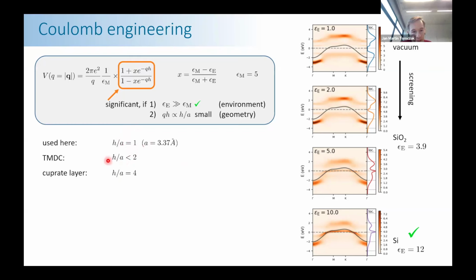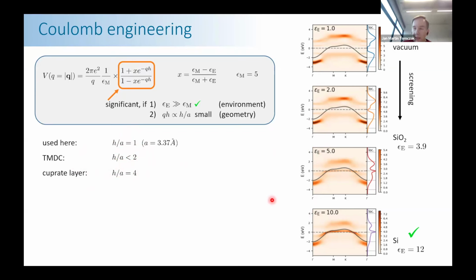So for transition metal dichalcogenides, one gets something that's lower than 2. Cuprates, which I was astonished to hear can also be exfoliated these days, one gets H over A is 4, which is relatively large. So the question is, is this in any way realistic? Can this be realized in experiment where we could see this transition?